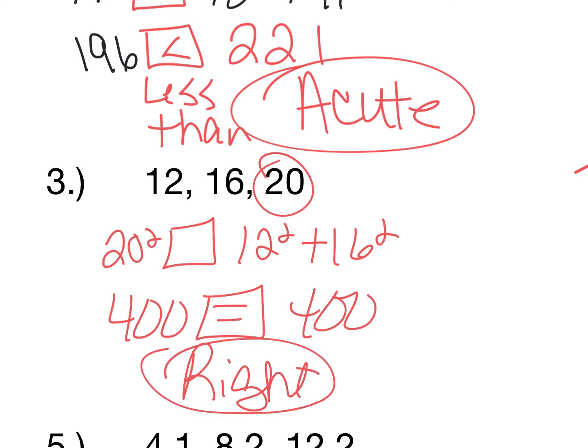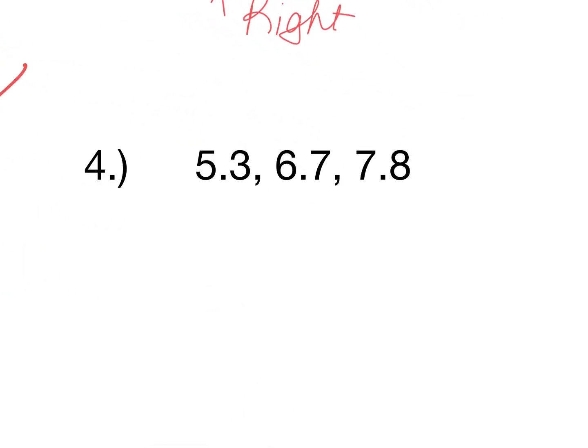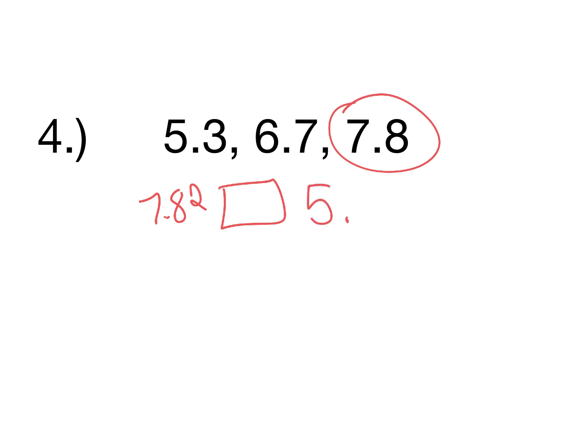I'm going a little bit fast with my writing and things like that. Feel free to pause the video at any time and you can get caught up with me. Some of these I'm going a little quickly through. So I'm going to find my longest side. I'm going to have 7.8 squared. I don't know what's in the box. I'm going to square and add my other two sides.